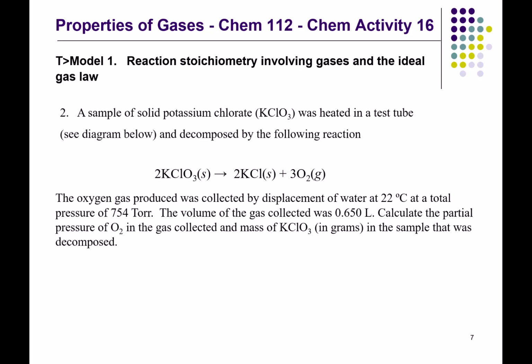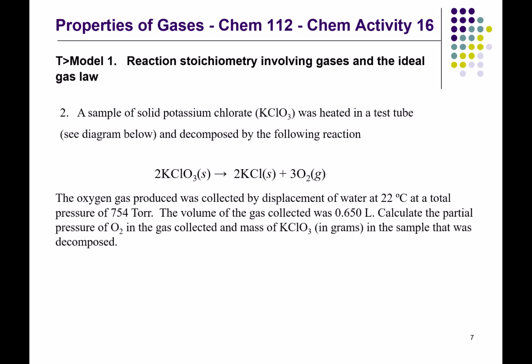The temperature, 22 degrees Celsius. The pressure, 754 torr. The volume of gas collected is given. And what we're trying to find out is, once again, what mass of the original reactant is required. Now, of course, all 3 examples are similar in this fashion, but do realize that you could be given the mass of a particular reactant and you have to calculate the volume of gas that would be produced.